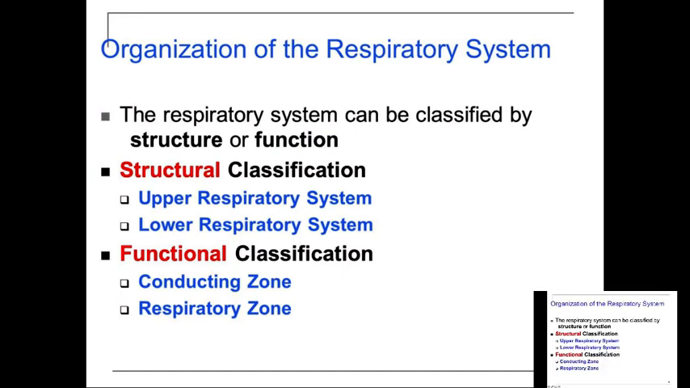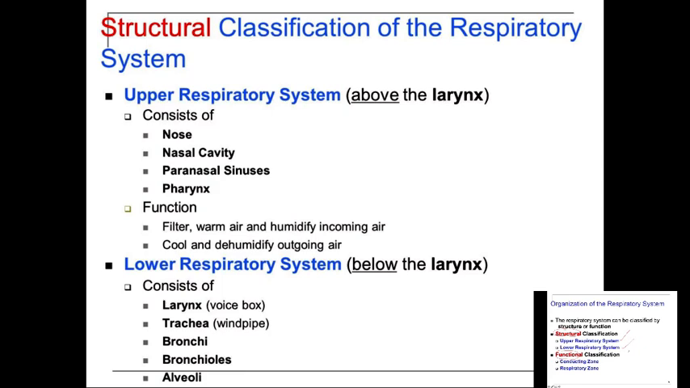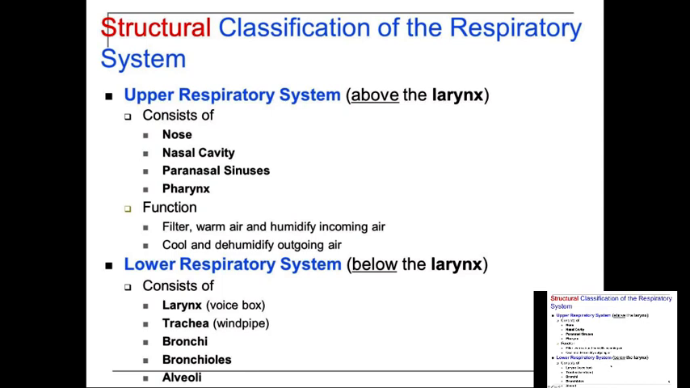So again, like anatomy and physiology, we can divide things into structure, and we can divide them functionally. Structurally, we have the upper respiratory system and the lower respiratory tract. And from a functional standpoint, we have the conducting zone and the respiratory zone. The upper respiratory tract is everything above the larynx, and the lower is everything below the larynx.